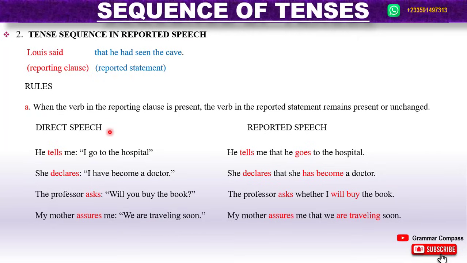This is the first rule regarding the sequence of tenses in reported speech. What do you think will be the answer for this? He tells me that he visits his parents often, or he tells me that he visited his parents often. What is the right response? It is visits. This is because the verb form in the reporting clause is simple present. Therefore, we must use the present form of the verb in the reported statement. That is the first rule.